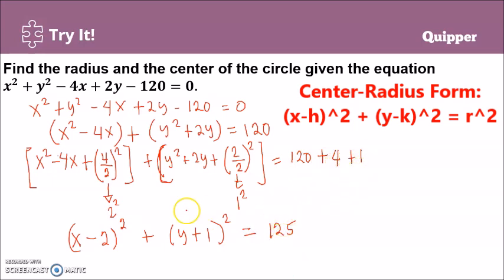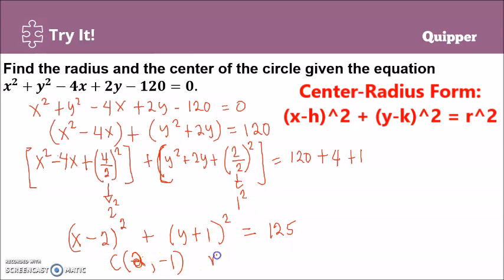Okay, so we now have the center-radius form of the equation of the circle. So, remember that this is x minus h and y minus k. So, therefore, our center is at, since this is negative, the x here is 2. Okay, 2 yan, comma. And then our y, our k, y minus k yan. So, this is positive, meaning the k value is negative. So, negative 1. Okay, the center is at 2, negative 1.